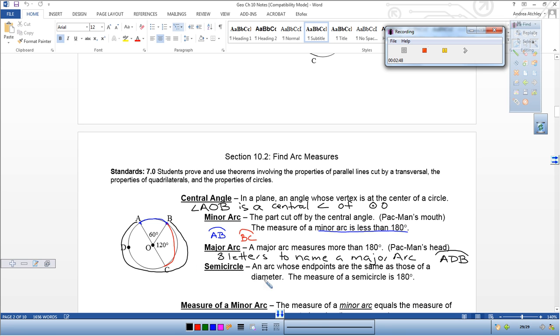A semicircle is an arc whose endpoints are the same as those of a diameter. They measure exactly 180. So a semicircle in this would just be three letters. Any questions over there?